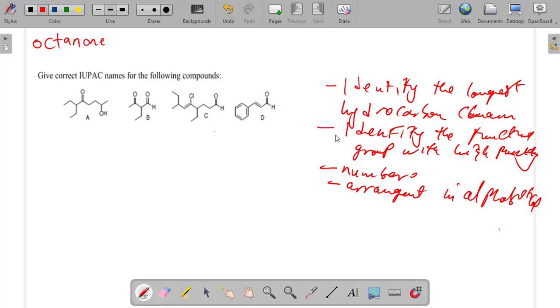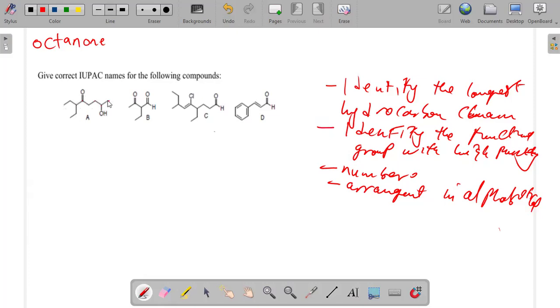So now here we go to the next step, which is saying number it, isn't it? Number it. So we are saying we have to number the compound to make sure that we get the lowest number possible to the functional group with highest priority. So remember, we can number this one in two ways. So we can start from this side. We can say this is our carbon number 1, number 2, number 3, number 4, number 5, number 6, number 7, number 8, or we can start from this side.